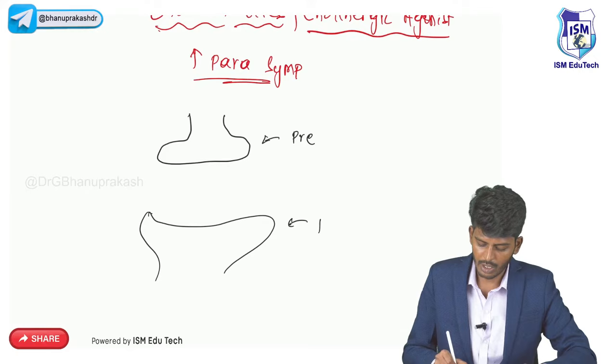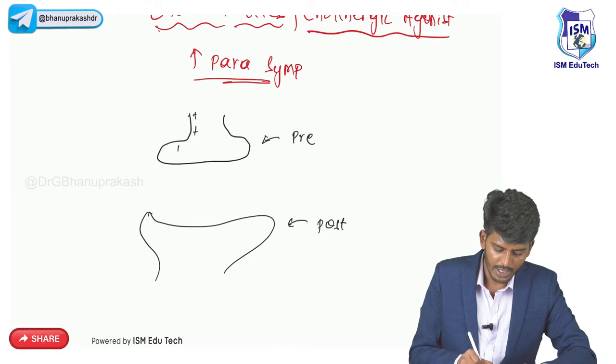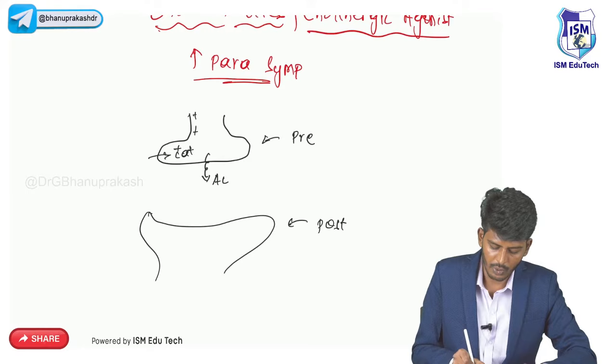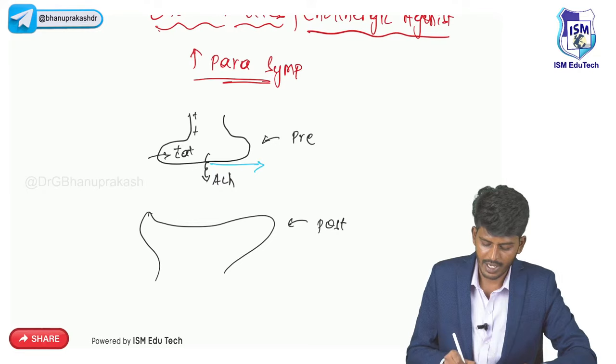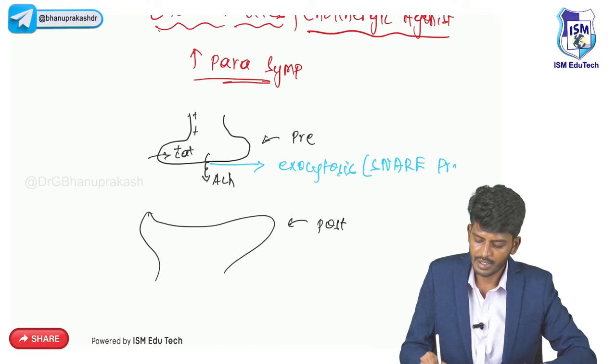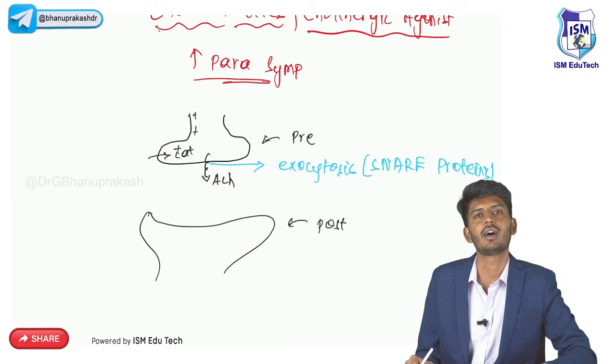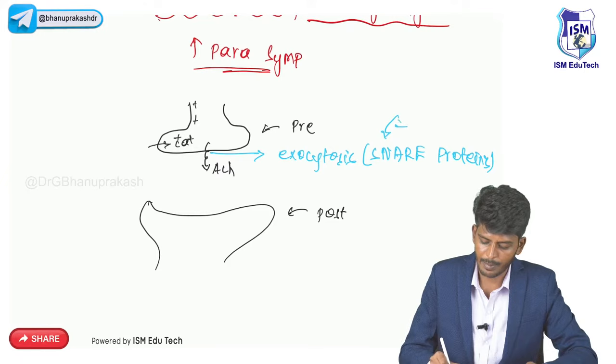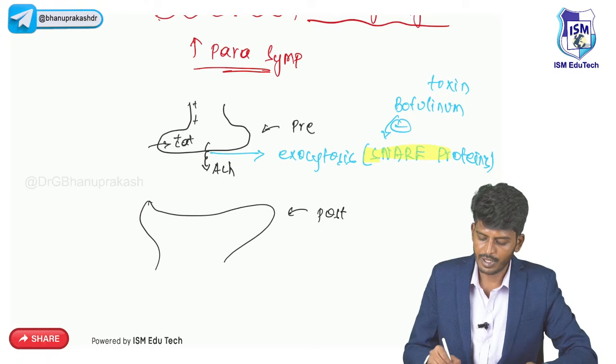Whenever the nerve is stimulated, it will allow the entry of calcium. This calcium will cause the release of acetylcholine. This release of acetylcholine is called exocytosis, and it occurs with the help of proteins called SNARE proteins. These SNARE proteins can be inhibited by botulinum toxin. What is its mechanism of action? It inhibits the SNARE protein, which will decrease the release of acetylcholine.